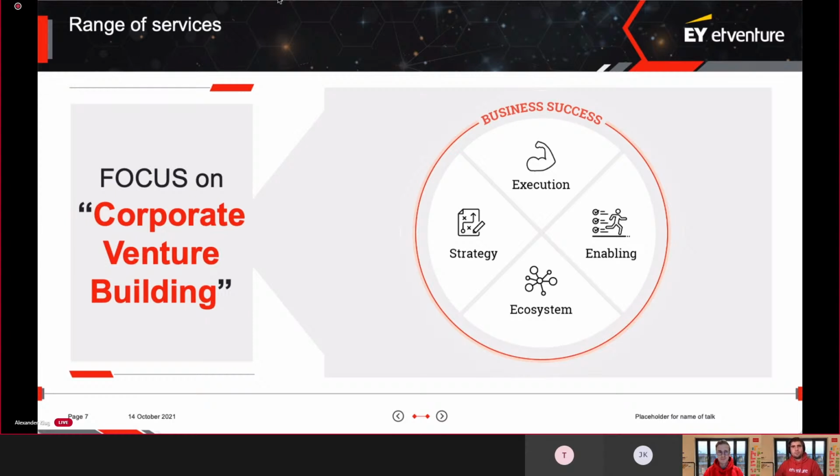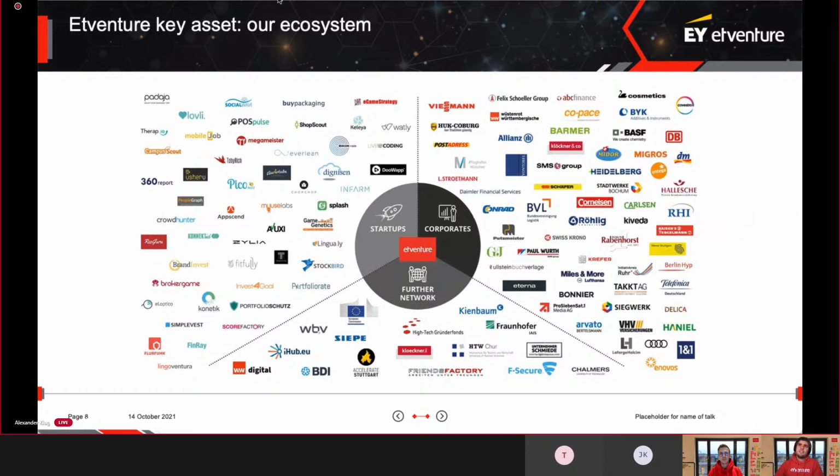So what are we focusing on at the moment? We have a focus, but also other fields of interest, but we focus on corporate venturing. Overall, we are doing execution, enabling, and building ecosystems or strategy for corporates, usually to build startups or corporate ventures. Here you can see one of our key assets, an ecosystem, with a lot of corporates which we are working with. We have further networks, and we also work together with startups, and this is kind of our home turf, and we like to bring that along to our projects to bring corporates together with startups.